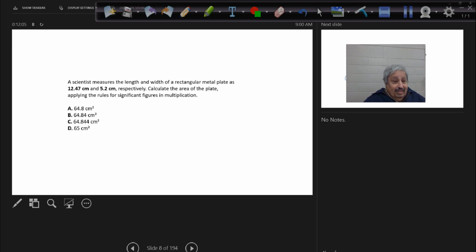64.8. Okay. Remember that the area is always a square unit of any unit, correct? The volume is always cubic of any units. Are you following me here? Centimeter cubed, meter cubed, whatever. So cubed is always volume. Squared is always area.